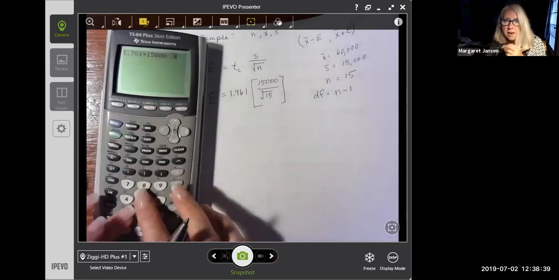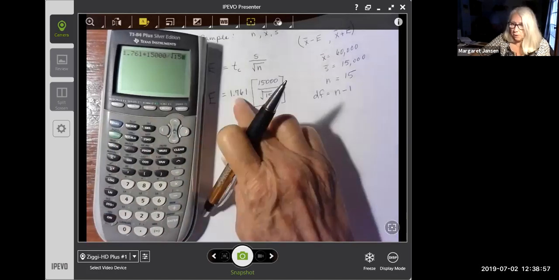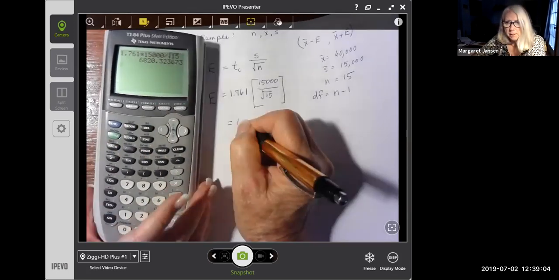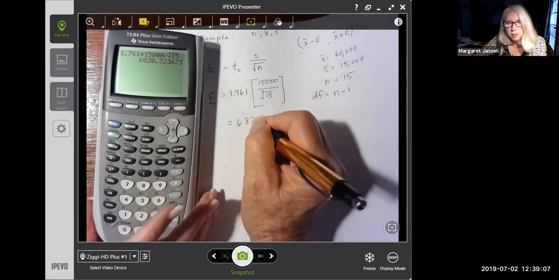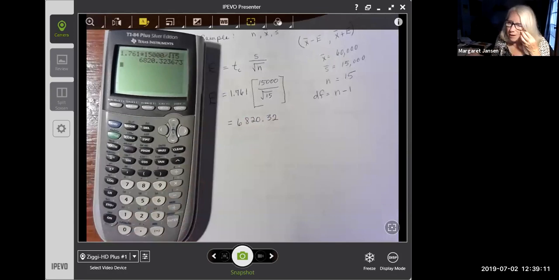Now I can put this in a line of arithmetic operation because multiplication and division are equivalent in the order of operations, okay? But you might want to be careful about this. Some people would have done this first and then multiplied by the critical value. It will turn out to be the same in this case. Okay, so my margin of error is 6,820.32, because this is money, right? So I've gotten it down to cents.